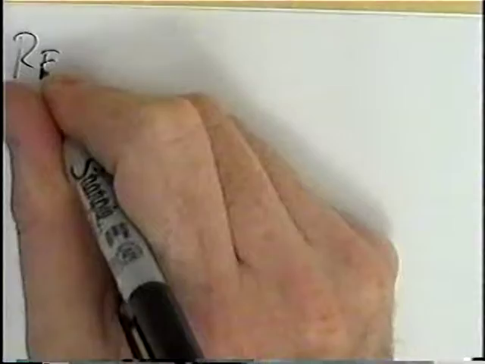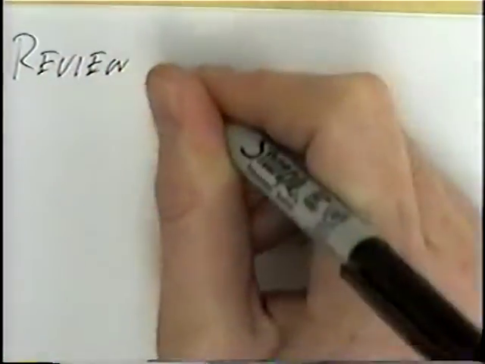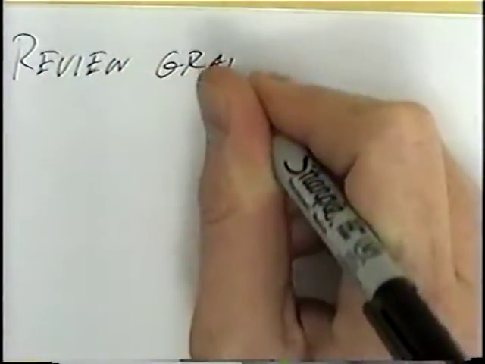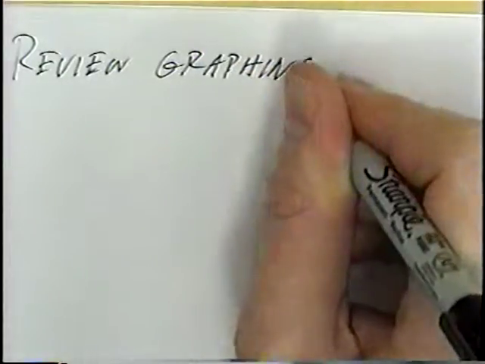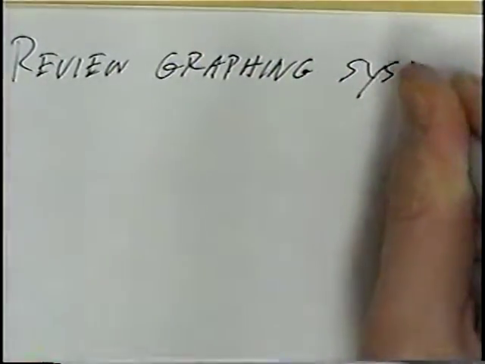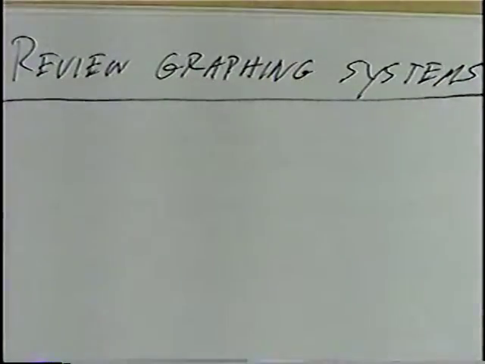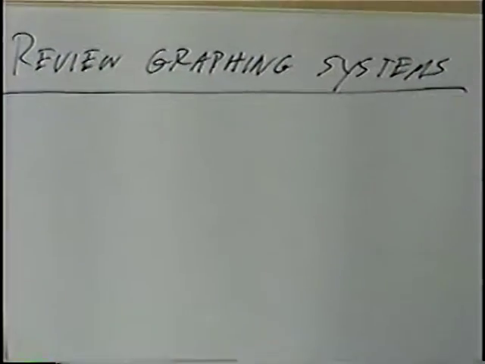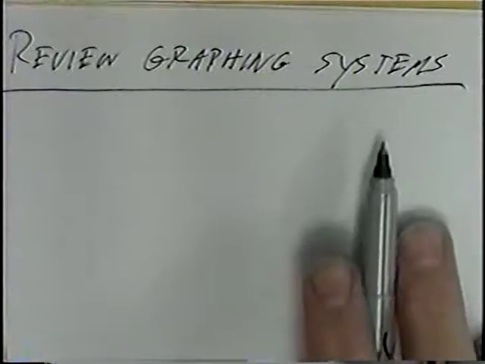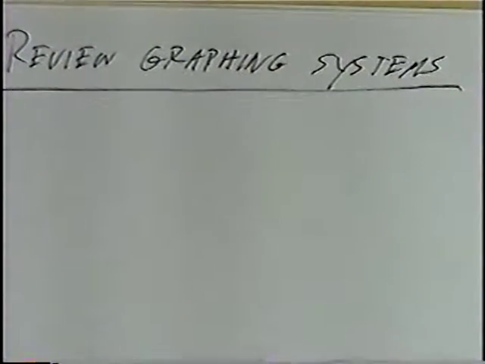The title of the first section today is Review: Graphing Systems. In this section we'll graph systems of equations, systems meaning we have 2 or more equations.